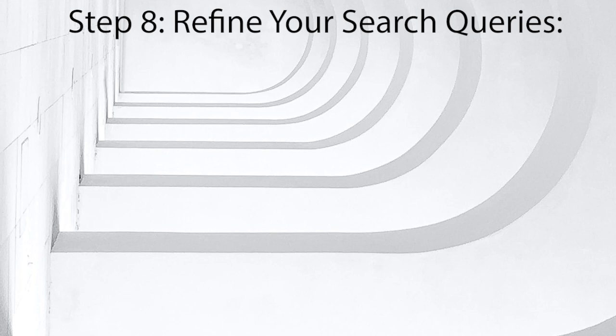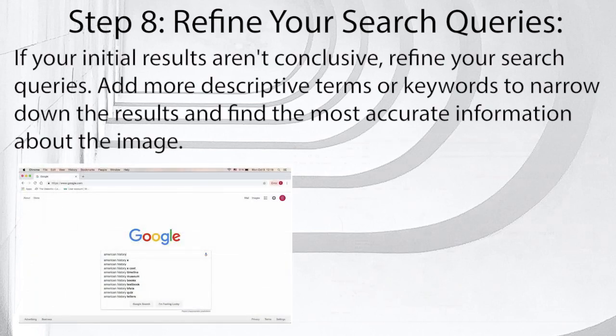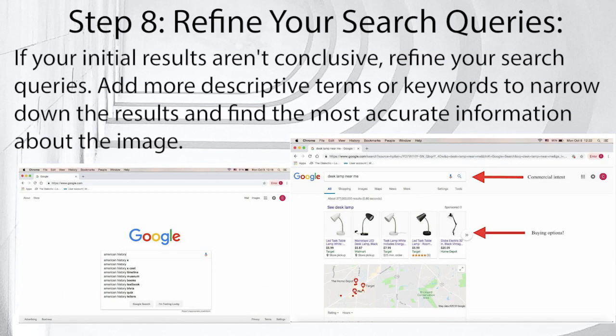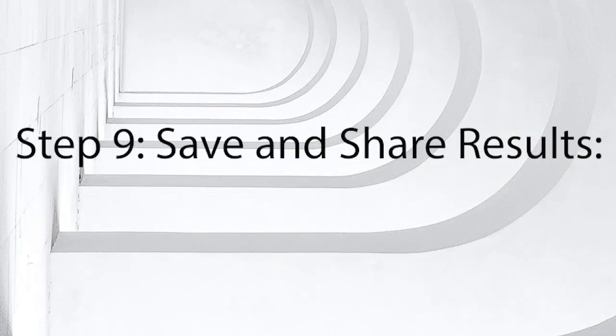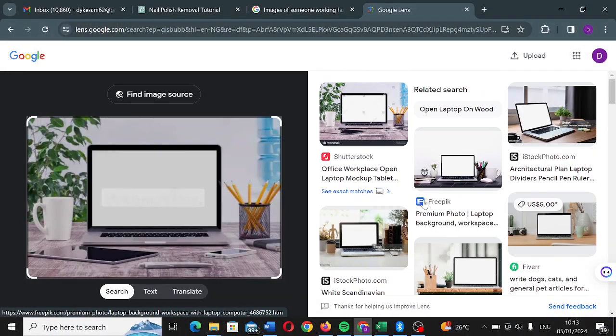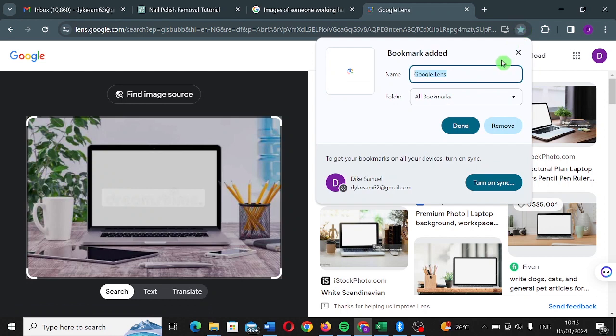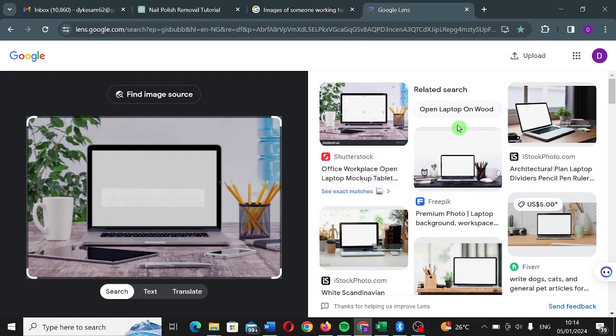Step 8. Refine your search queries. If your initial results aren't conclusive, refine your search queries. Add more descriptive terms or keywords to narrow down the results and find the most accurate information about the image. Step 9. Save and share results. If you find valuable information, consider saving or bookmarking the results. You can also share the information with others if needed. This step is useful for reference or sharing insights with colleagues or friends.